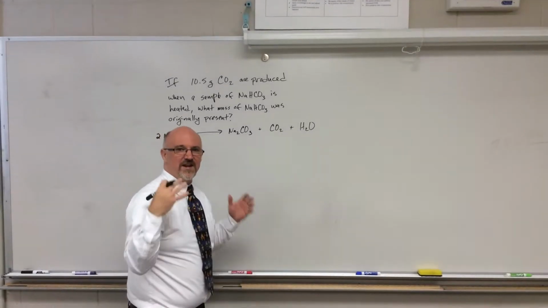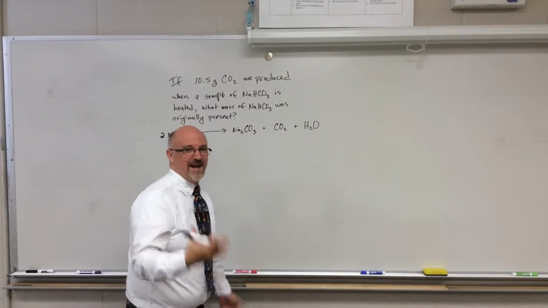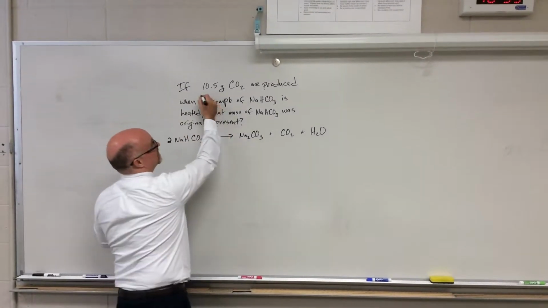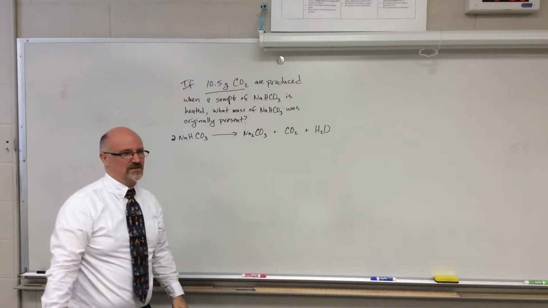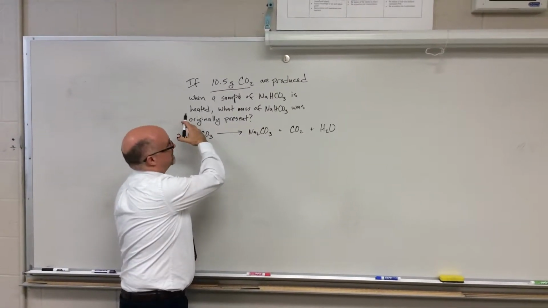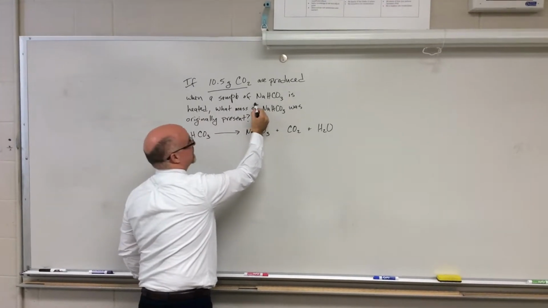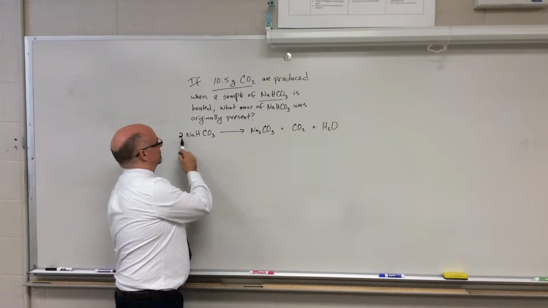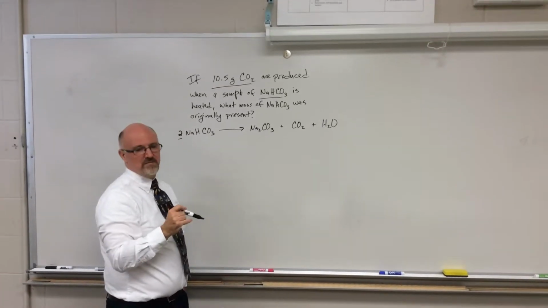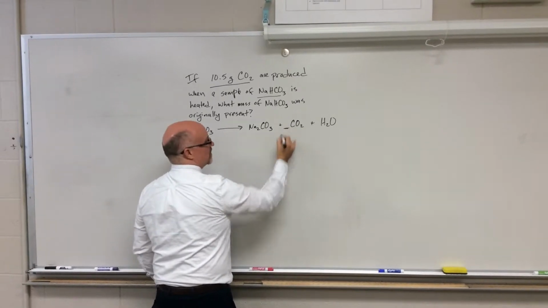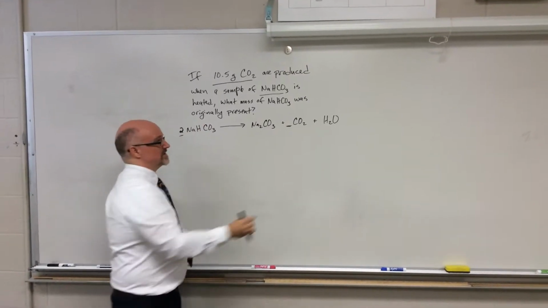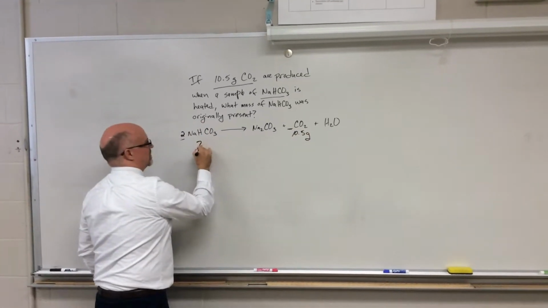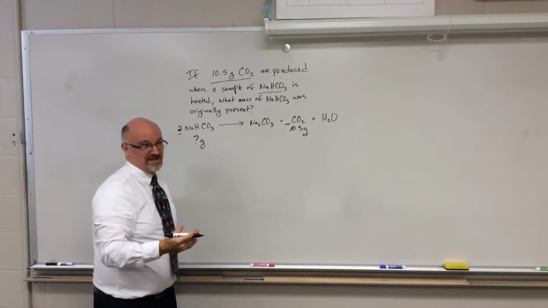All right, so here is a quick video on how to do stoichiometry. We have a reaction with a problem. If I have 10.5 grams of carbon dioxide, and it's coming from a reaction where I'm degrading sodium bicarbonate, otherwise known as baking soda. Here's the reaction. 2 moles of baking soda will give me 1 mole of CO2. So the question is, if I have 10.5 grams of this, how many grams of this did that come from, did I start with?